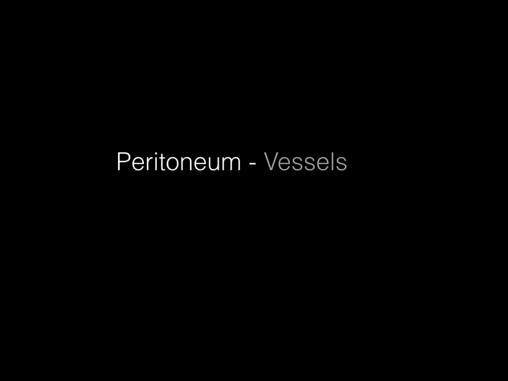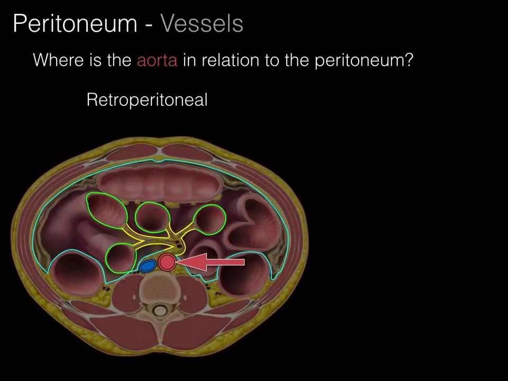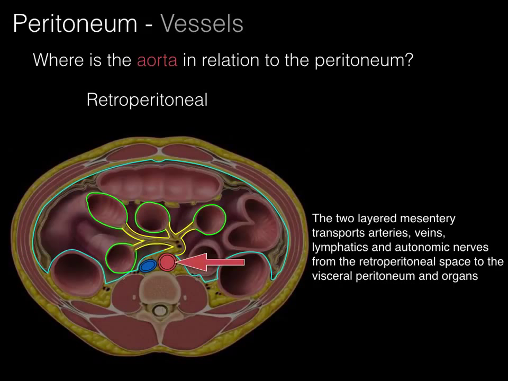Okay, let's talk about the peritoneum and its vascular supply. So where's the aorta in relation to the peritoneum? The answer: in the retroperitoneal space. Now, the two-layered mesentery transports arteries and veins and lymphatics and autonomics from the retroperitoneal space into the double-layered mesentery, and then to supply the visceral peritoneum as well as the organs contained therein.